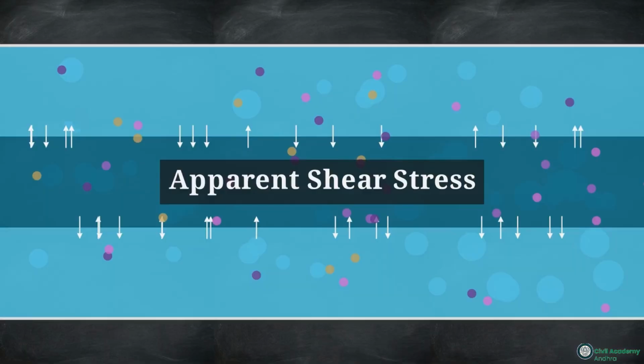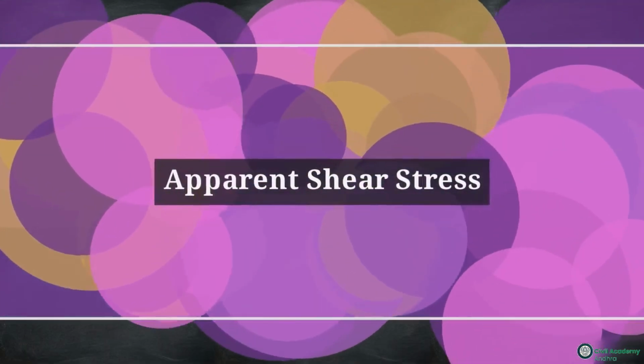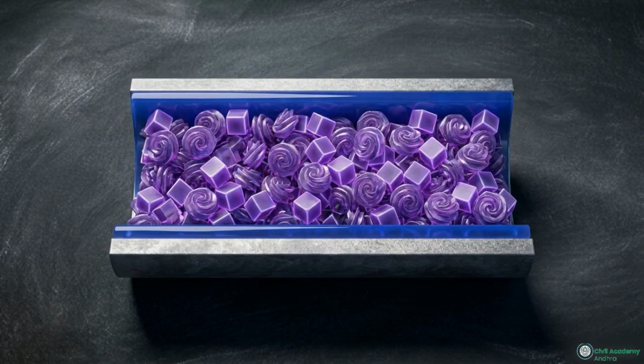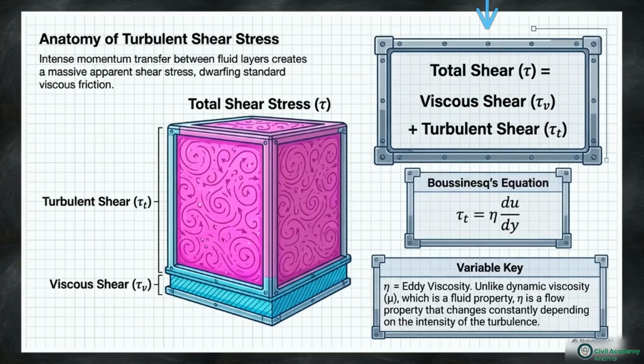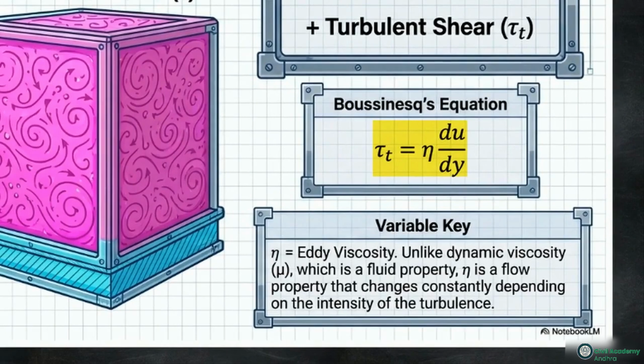This intense lateral mixing between layers creates a massive apparent shear stress. In turbulent systems, this momentum transfer becomes the primary source of resistance, while standard viscous friction becomes negligible. This represents the total shear stress equation, the mathematical sum of standard viscous and powerful turbulent shear. In Boussinesq's equation, unlike fixed dynamic viscosity, eddy viscosity changes based on the turbulence intensity.